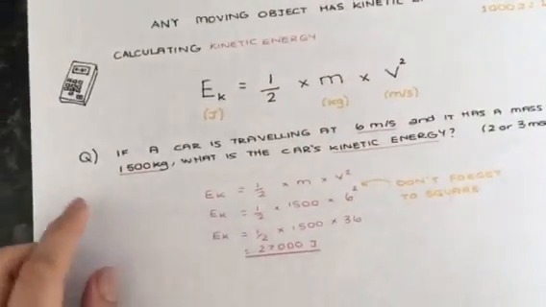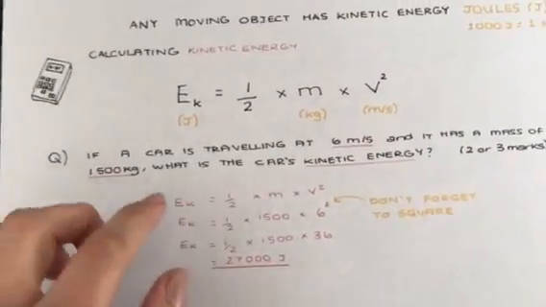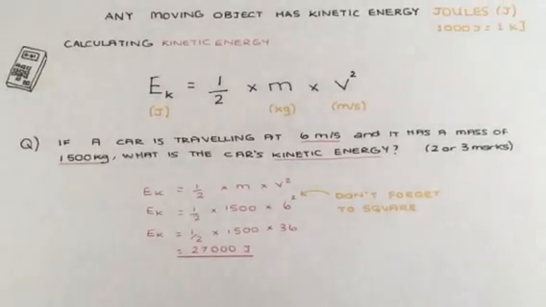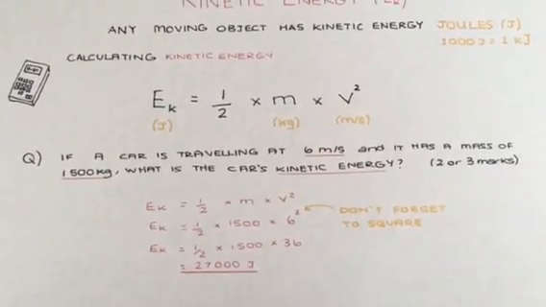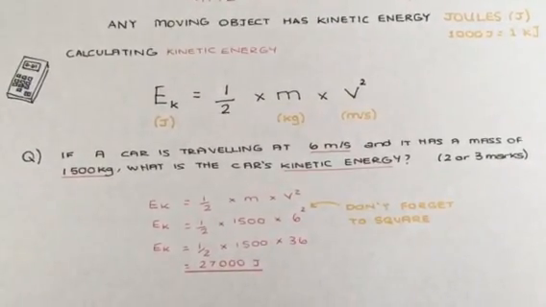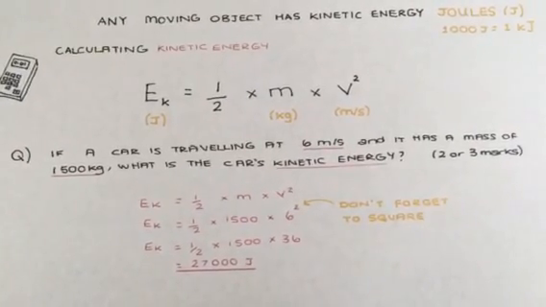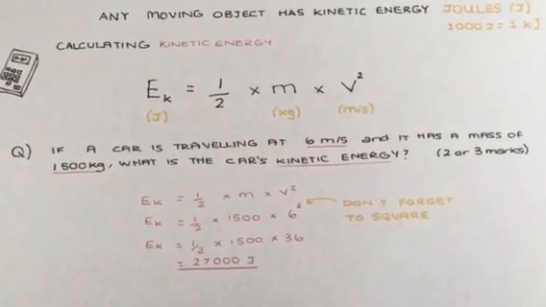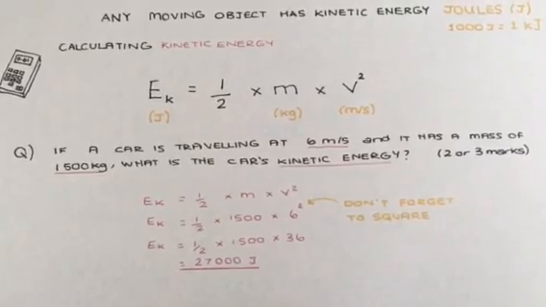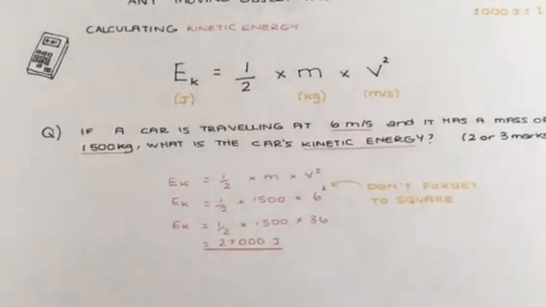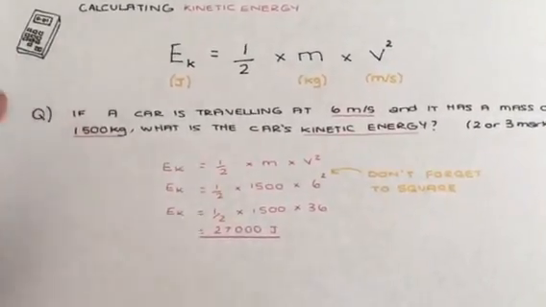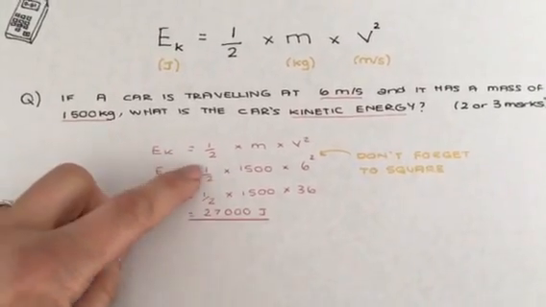So how would you do it? If the question said, a car is travelling at 6 meters per second and it has a mass of 1,500 kilograms, what is the car's kinetic energy? This is a really straightforward question for them to give you. That's why I've said 2 or 3 marks. It would be 3 marks if they didn't give you the unit, 2 marks if they did give you the unit. Straight away, what you need to do with calculation questions is always write out the formula.